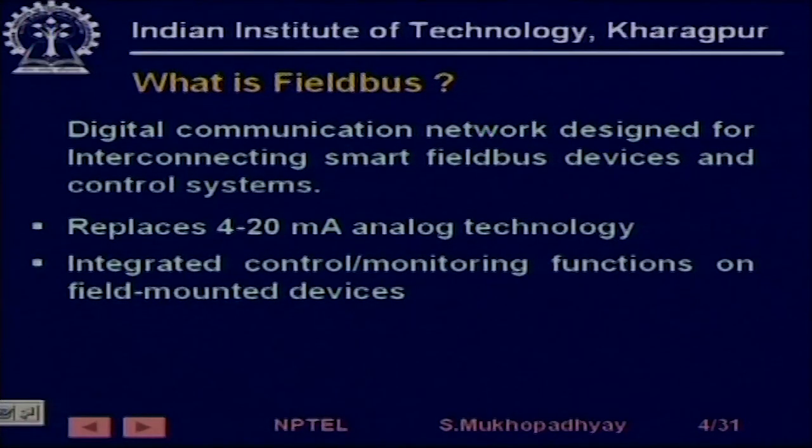For that, people used to use various kinds of communication technologies. For example, people used to use 4 to 20 milliampere analog technology, where current transmission used to be employed. Current transmission, as we have seen, has certain benefits in terms of noise immunity, but it is still a comparatively much more primitive technology which has several limitations. So, the Fieldbus replaces this 4 to 20 milliampere analog technology, and it also provides integrated control and monitoring functions on field mounted devices. Previously, the field mounted devices were mostly not able to perform computation, so in that sense, they were not intelligent.